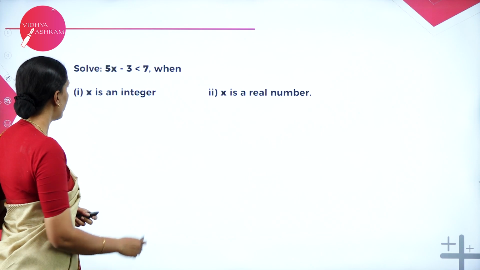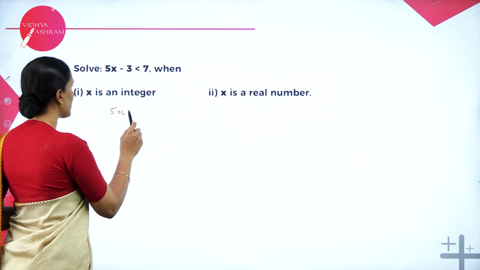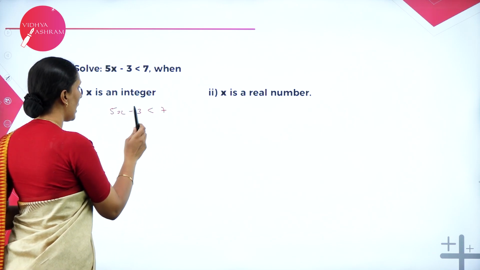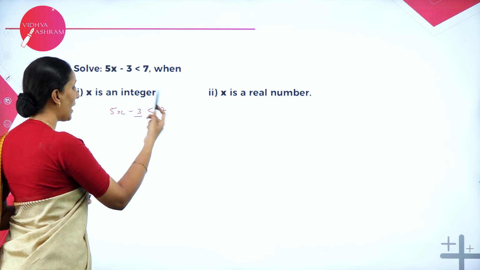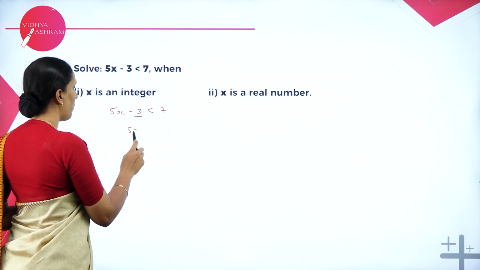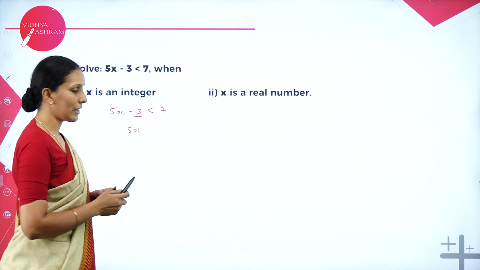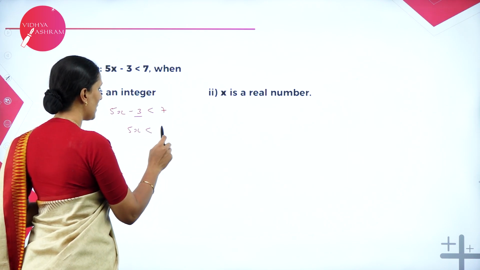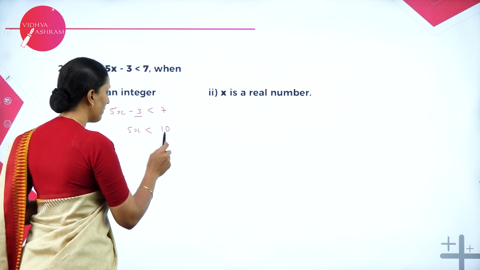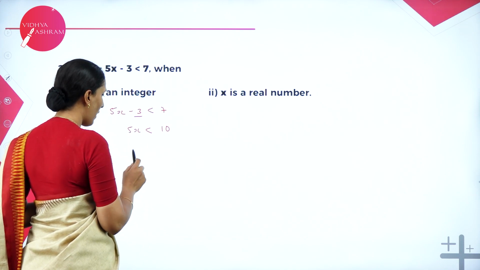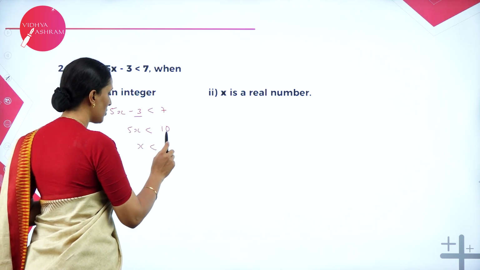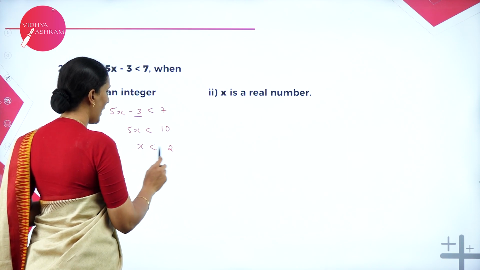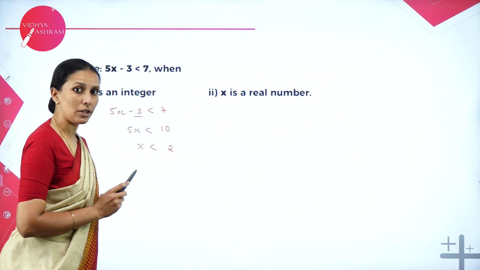So let us find the solution. We have 5x minus 3 less than 7. I don't need minus 3 here. So I'll add plus 3 on both sides. Then I'll get 5x. Minus 3 plus 3 cancels. Less than 7 plus 3 becomes 10. Then I'll divide by 5 on both sides. So 5 by 5 is x and 10 by 5 is 2. So x less than 2 forms the solution here.